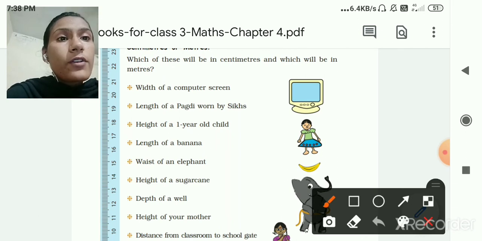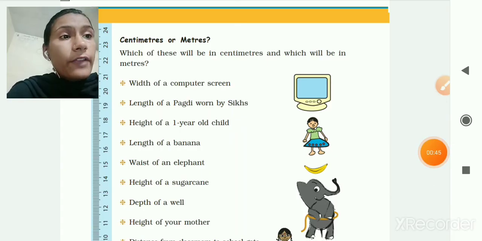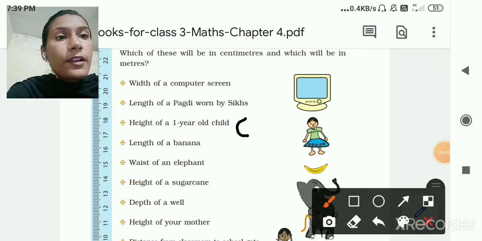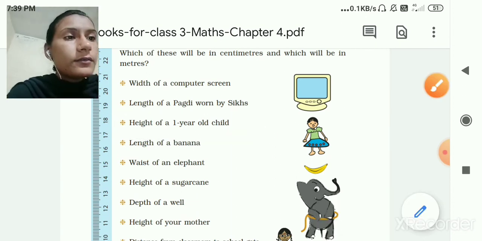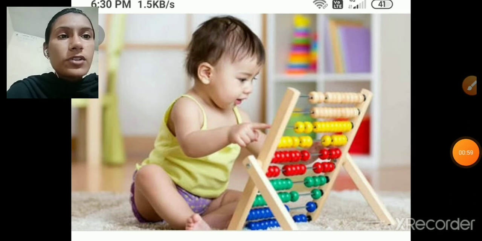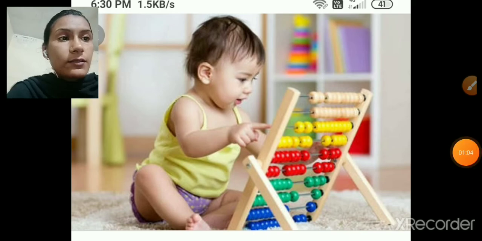Length of a pagdi worn by Sikhs. So here meter will come, so you can write m. You can see this pagdi worn by Sikhs. This will be measured in meters. Then height of a 1-year-old child. Here centimeter will come. That means a small child. See the height of a 1-year-old child, so we'll be measuring in centimeters.